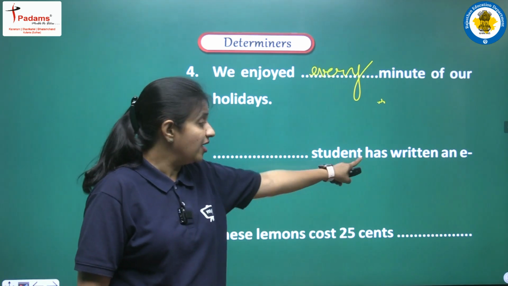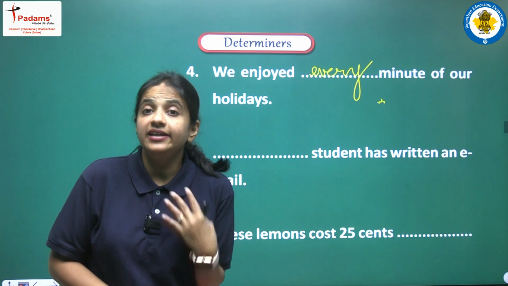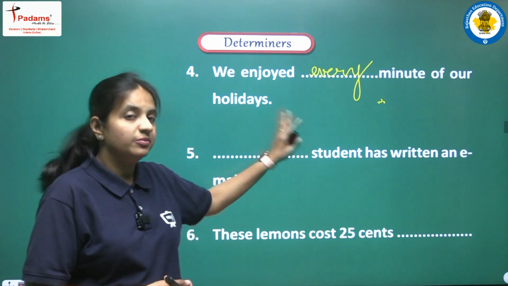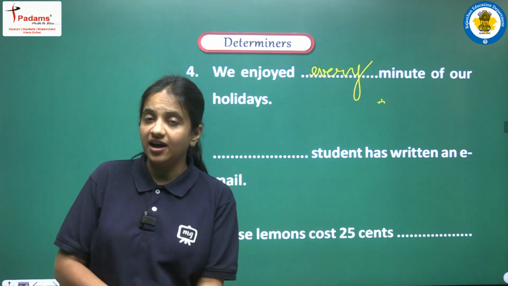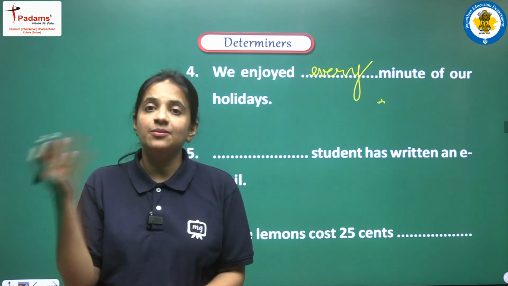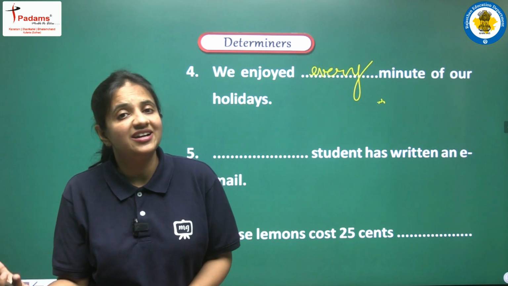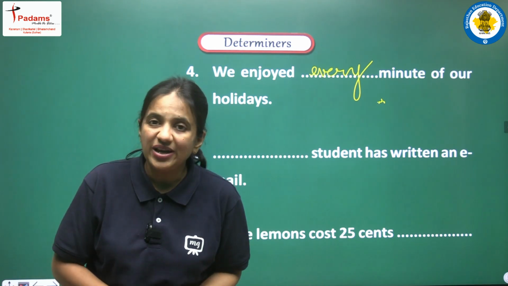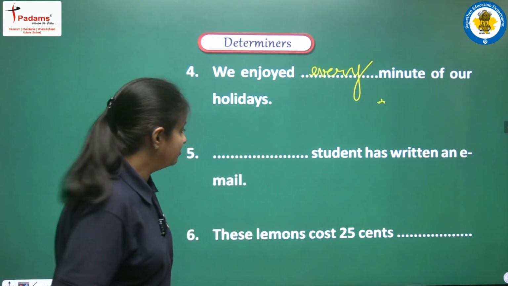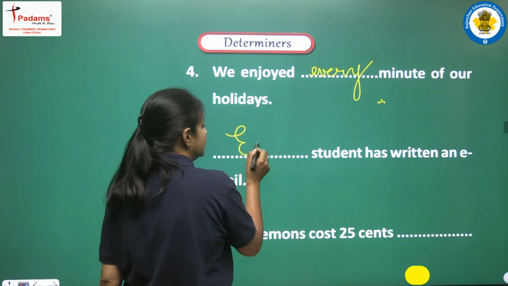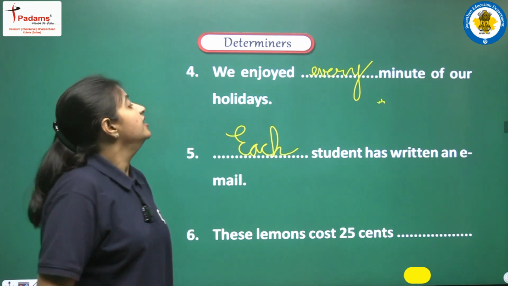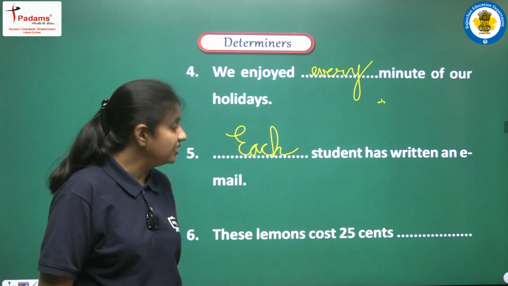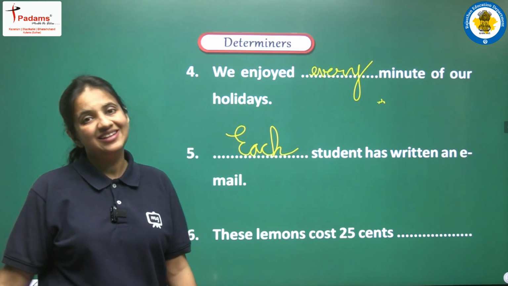Next sentence, "student has written an email." Again we are talking about students, but as individuals, right? Suppose there are 20 students in a class and we are saying that all the students wrote an email. It means every student individually wrote their own email. So yes, we are indicating individual members, and this is the reason we have to write each here. The complete sentence will be: each student has written an email.